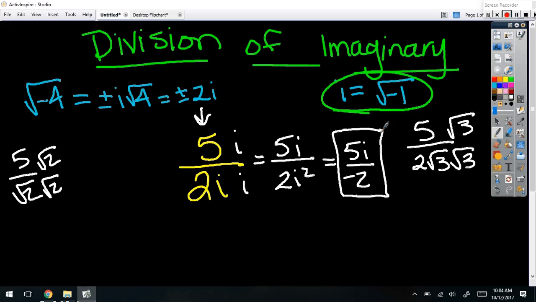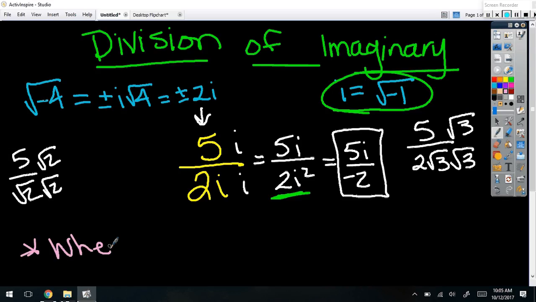Wait, why is it -2? Because i squared just changes the sign of the number, because i squared is -1. So you get 2i squared because you multiply 2i by i. Correct. All right, so let me give you a rule.